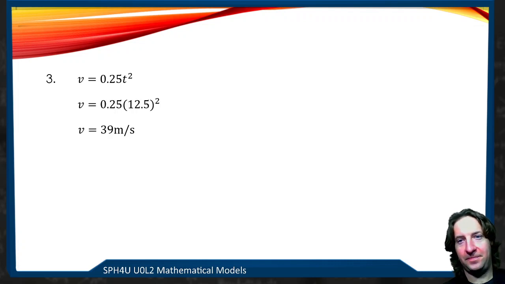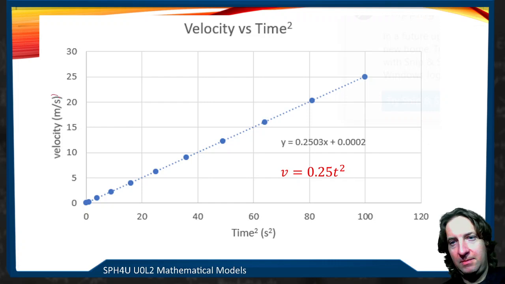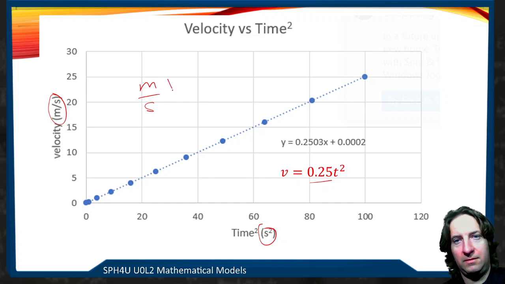Okay. Now, just quickly, what are the units here, though? So what was 0.25? So let's go back to my graph here. This is in meters per second. This is in seconds squared. So what's the units going to be for my 0.25? It's going to be meters per second divided by seconds squared. So that's actually going to be meters per second cubed.